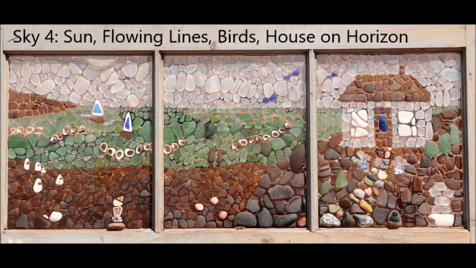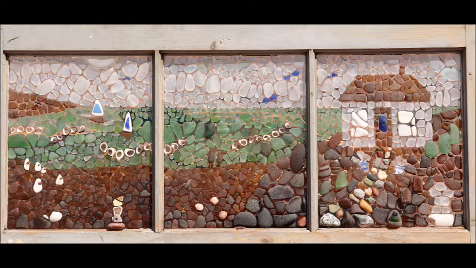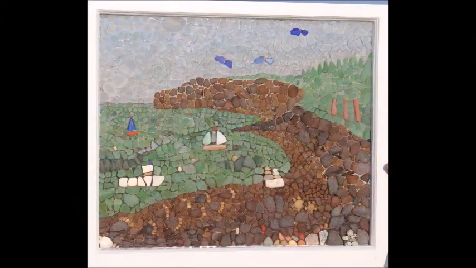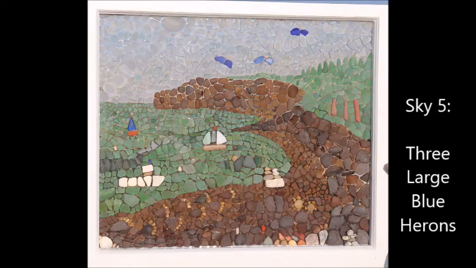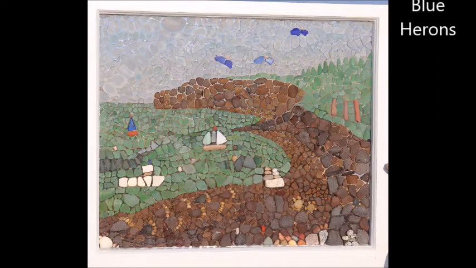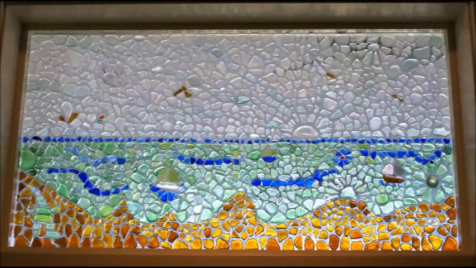And in this one, you see the sky behind the house. And again, I've got flowing lines coming from a sun and some blue birds flying in the sky. Fairly similar theme to a few of my other skies. So the birds in this sky are a little bit different. I used some really choice pieces of blue to create these three large blue herons. So this sky features a setting sun instead of a sun way up in the sky. And then again, I've got all those flowing lines of white and aqua sea glass, a few more features too, a few flowers in the sky, which is kind of fanciful, and also a few brown seagulls.